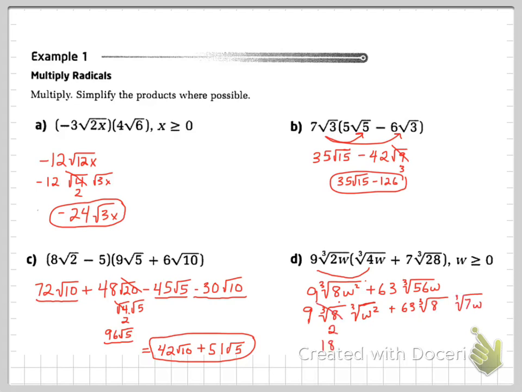Now as I said, the cube root of 8 is 2 times the 9 would be 18 cube root of w squared plus 63 times the cube root of 8. The cube root of 8 is 2, so it'll be 126 cube root of 7w.